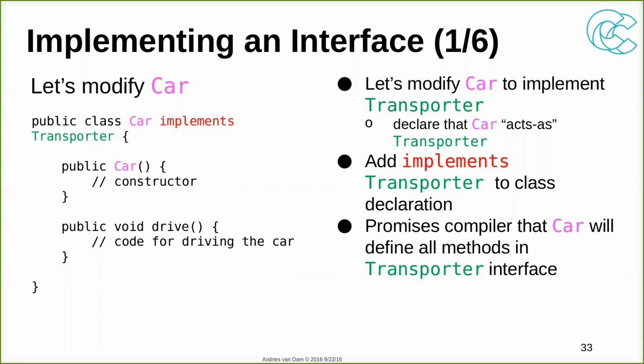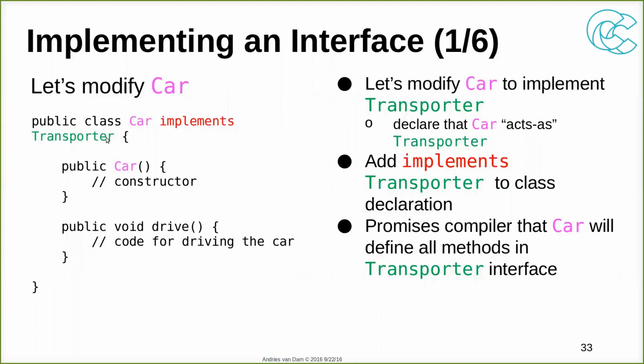So is that clear? Sir, could you please repeat why we have to write car implements transporter? Yeah, so you already declared transporter as the interface, right? So now if you want to make use of the interface, you need to use this keyword called implements. So car implements transporter. Like we discussed earlier, transporter is more general than car.